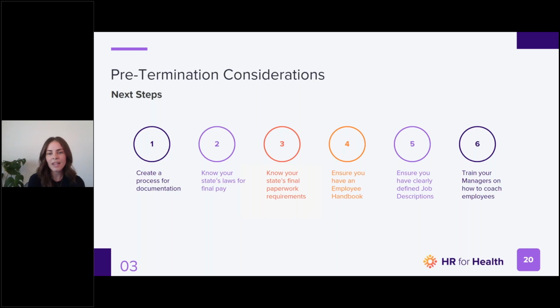And then the next one is ensuring you have clearly defined job descriptions. That's going to be crucial, especially if you are terminating someone for a performance reason. You have to make sure that you have clearly outlined what is expected of them. So making sure that you have a job description from the beginning that you can always refer back to is going to be crucial for any performance issue, any termination. So make sure you have those in place.